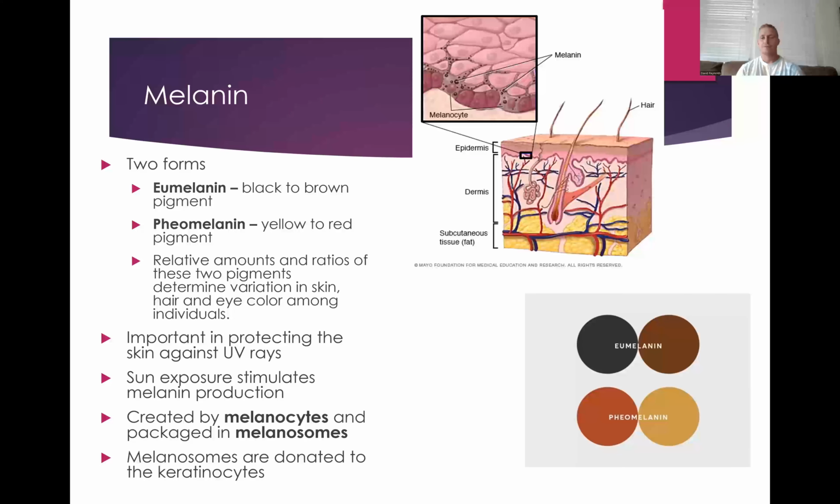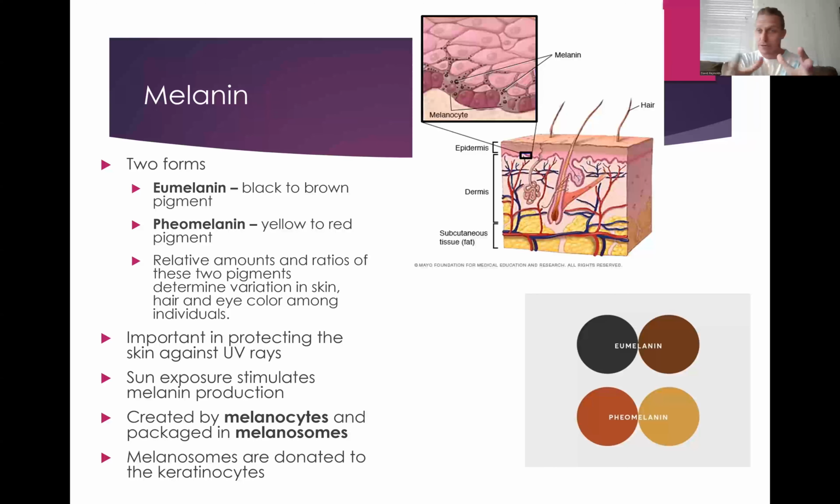All right, so I'm going to start with melanin first to understand skin color. Now, if you remember, melanin is created by melanocytes, packaged in melanosomes, and donated to the keratinocytes. Well, there are actually two types of melanin. It's not just one type. We have eumelanin and pheomelanin. Everybody makes those two pigments, and we need both to cover the whole spectrum of UV radiation that we need to protect ourselves from. Eumelanin makes more of a black-brown pigment, while pheomelanin makes more of a yellow-reddish pigment, okay?